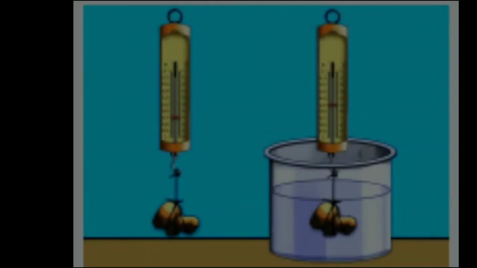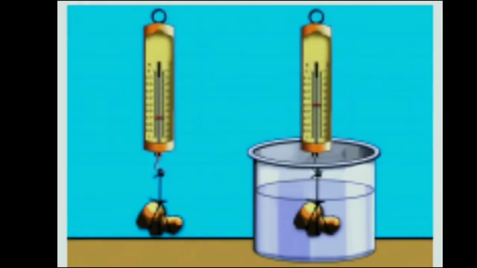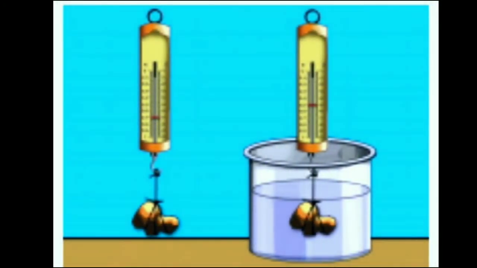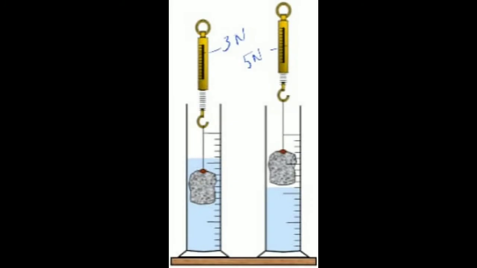Now we want to measure the buoyancy. How to measure the buoyancy? To measure the buoyancy, we are doing another experiment. Take a body or an object. I am taking a stone here, and hang it on the spring balance. Now we got a measure. It is 5 Newton. Forces are measured in Newton, so it is called 5 Newton.